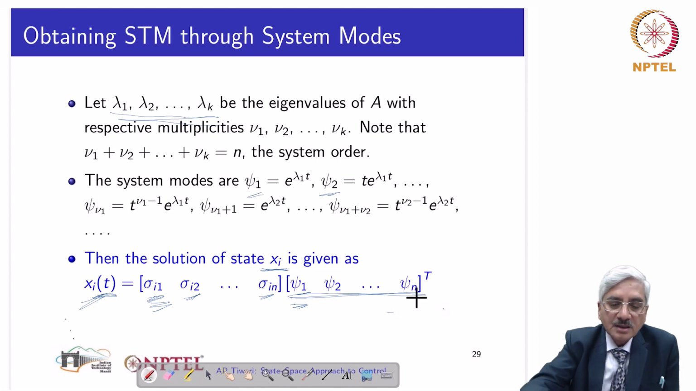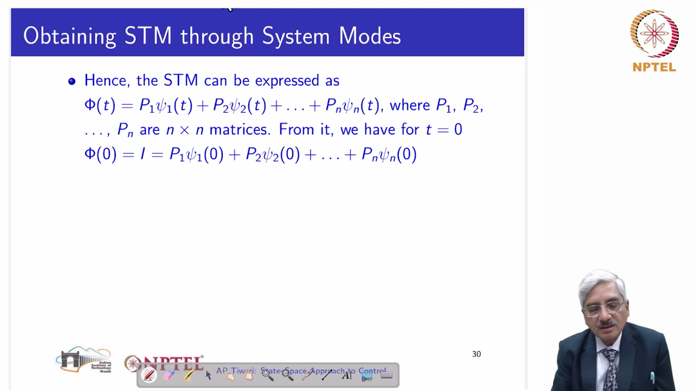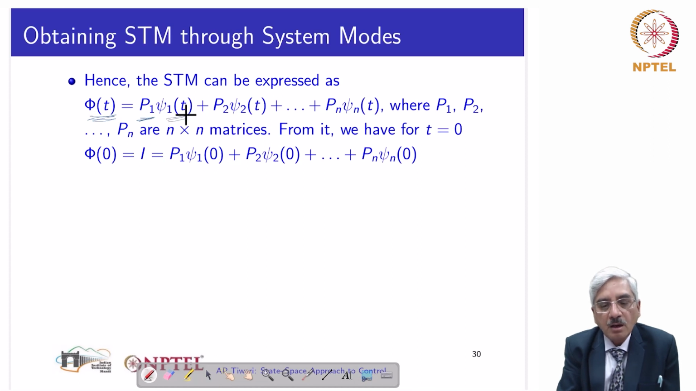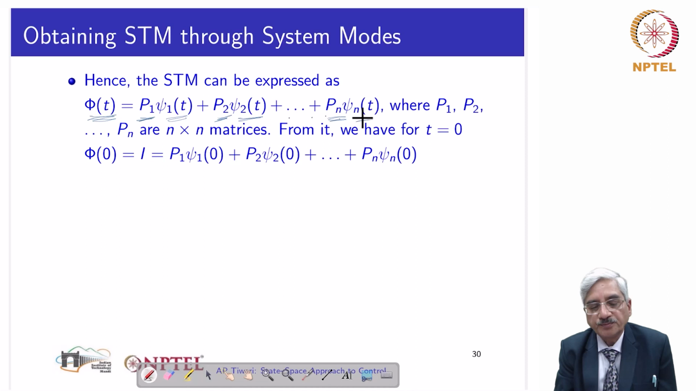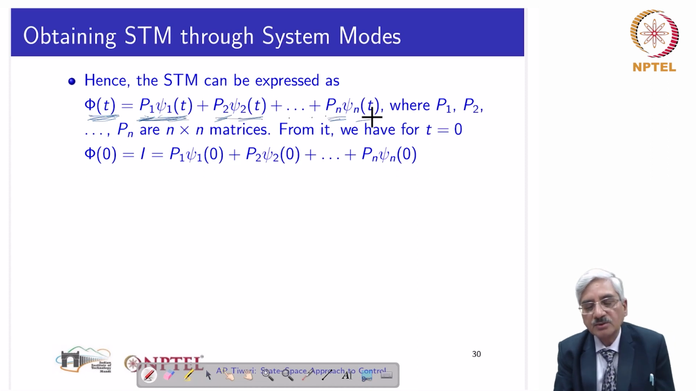Meaning that the state vector x is represented by a matrix into a mode, and so on, meaning that phi t can be expressed as an n by n matrix into psi 1 plus another n by n matrix into psi 2, and so on, another n by n matrix into psi n. So phi t is nothing but such expressions, matrix P1 into psi 1, P2 into psi 2, and so on, added together.